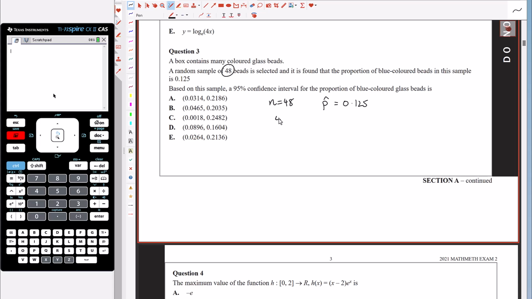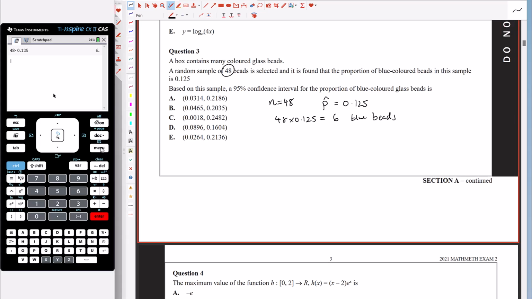So I'm just going to do 48 times 0.125. Okay, so that's 6. So that means there's 6 blue beads in the sample.